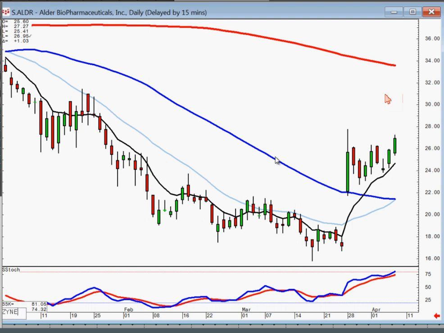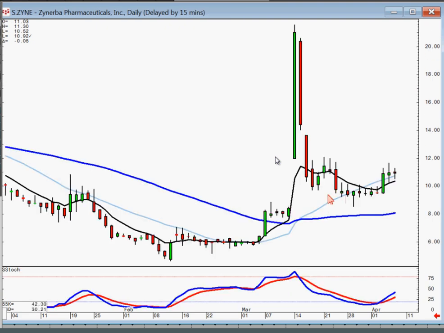ZYNE, another one that we've been participating in because it did a little left-right combo. Once again, it held up pretty well today, even though the market was trading off. Where's our first target? There's a little gap right here. If they can hit that gap, we've still made about a 30% return on that trade.